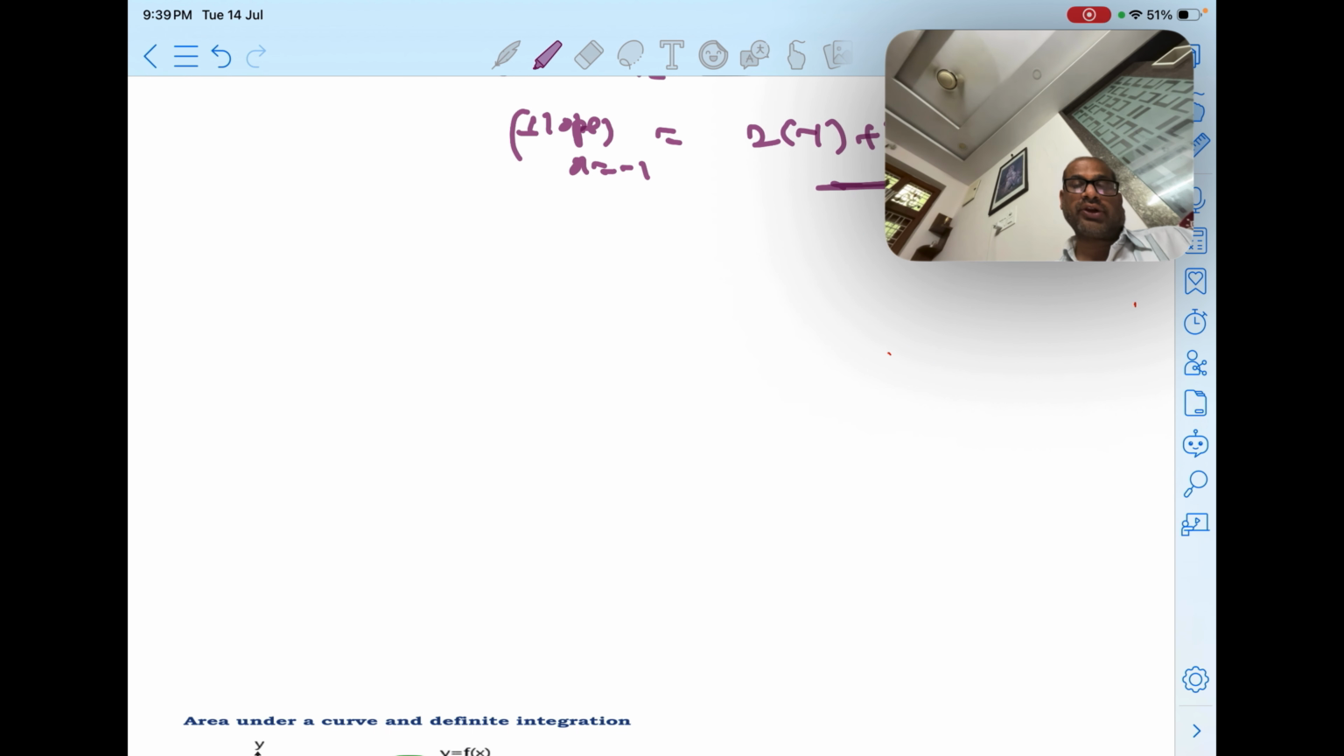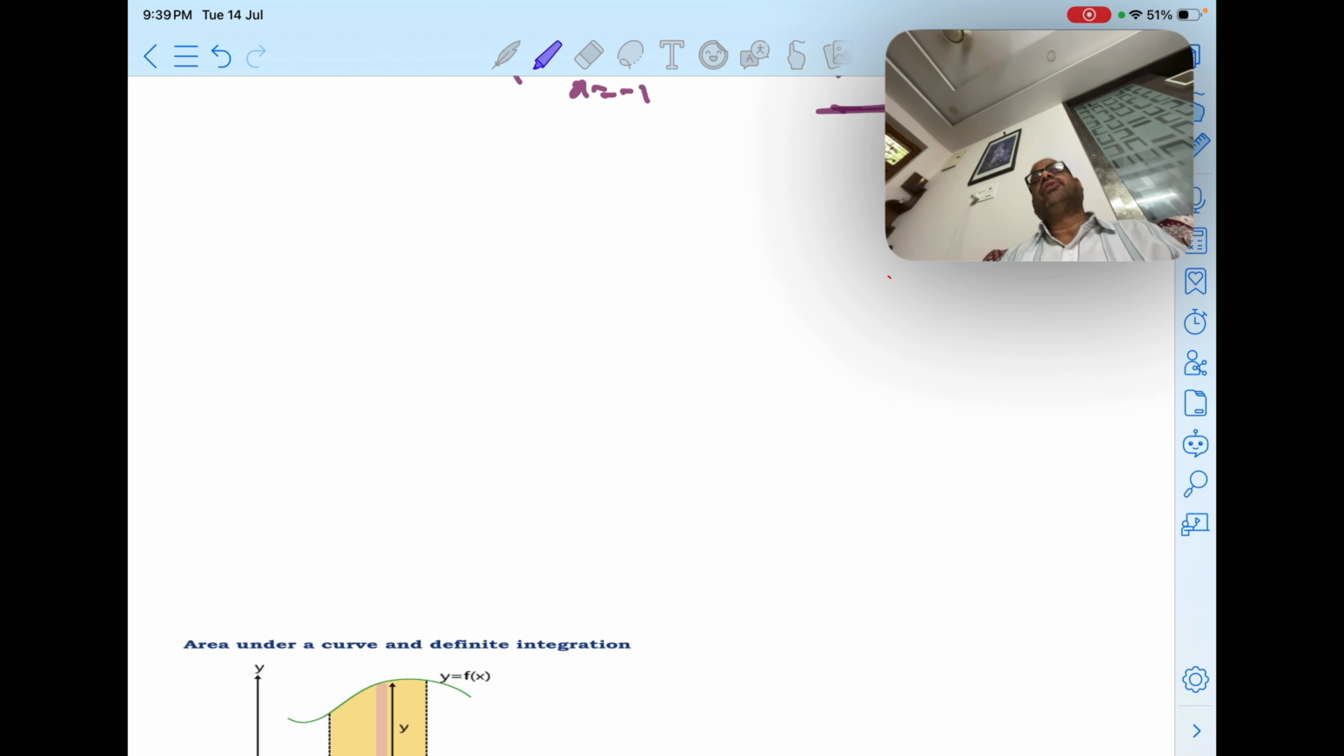Now we'll try to understand the concept of integration. Now you see, students, integration means always finding the area. What is the method of finding the area?